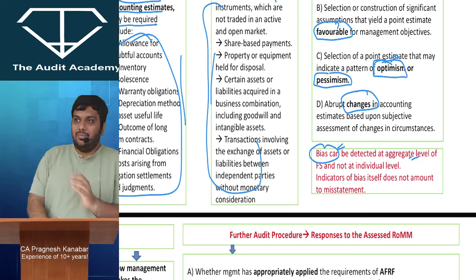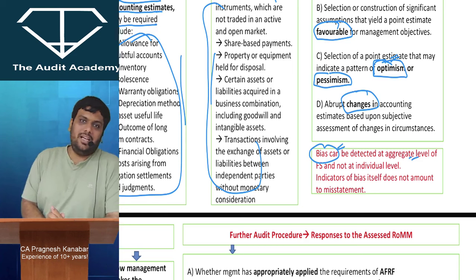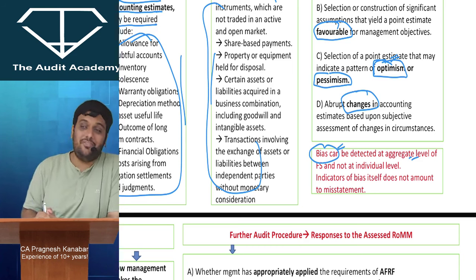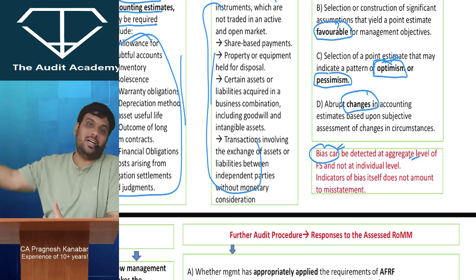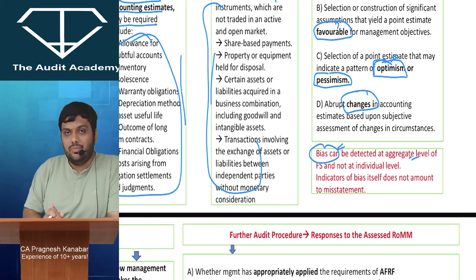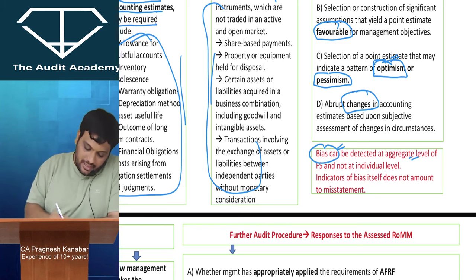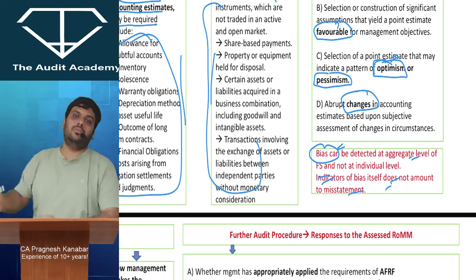And just because there is an indicator that management is biased, that itself does not mean that there is a misstatement. For that, you have to do a retrospective review of all the past judgments. Then you will come to know whether there is a misstatement or not. Indicators of bias itself will not amount to misstatement.